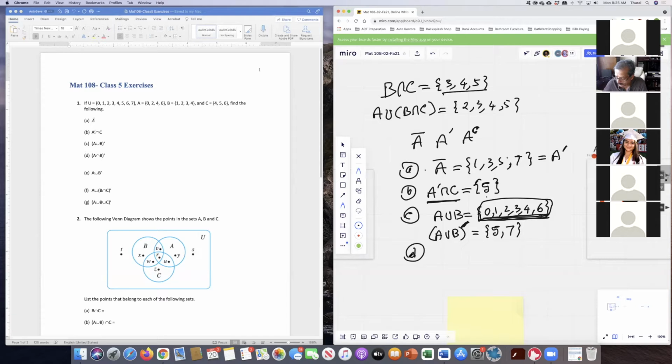Part D is A intersection B prime. So to do that, I have to find A intersection B first. Can somebody tell me what A intersection B is? 2 and 4, right. Okay, 2 and 4. Now tell me what would be the complement of that.